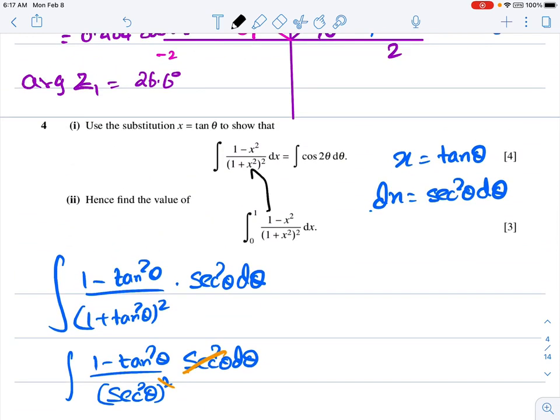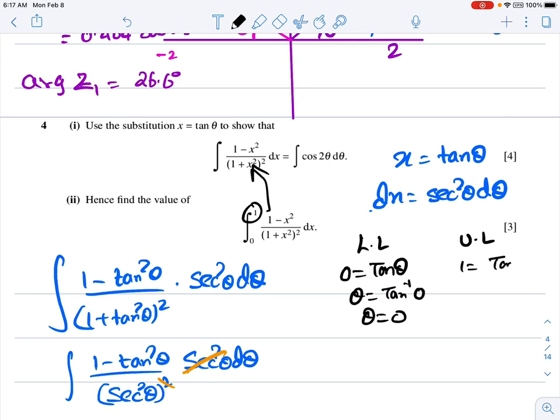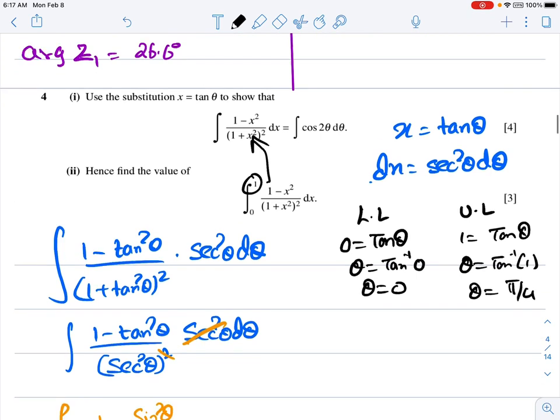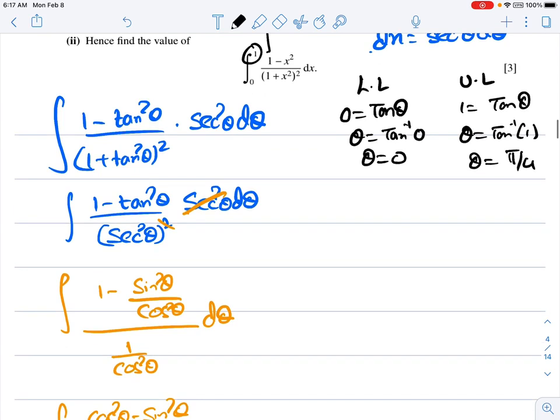Now he's asking us to find the integral. This and this are the same. So what am I going to do? I first find the lower limit, LL. X value is 0. So 0 is equal to tan theta, so theta is equal to tan inverse 0, which is theta equal to 0. UL, upper limit. What is the upper limit? 1. 1 is equal to tan theta. So theta is equal to tan inverse 1, so theta is equal to pi by 4. So I got the lower limit and upper limit.